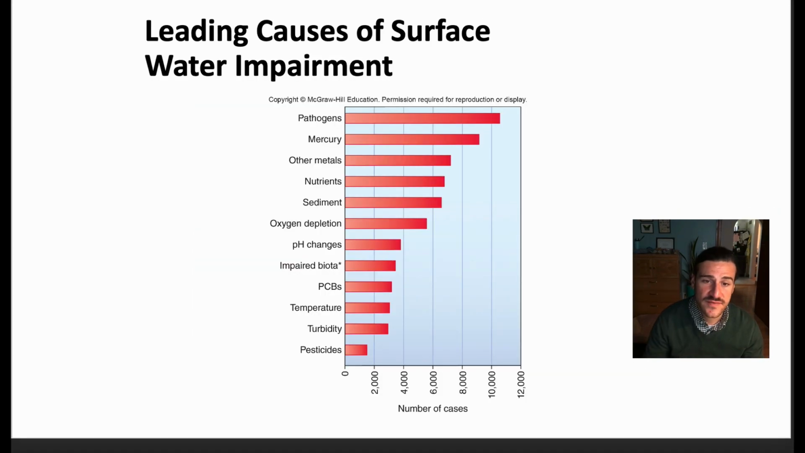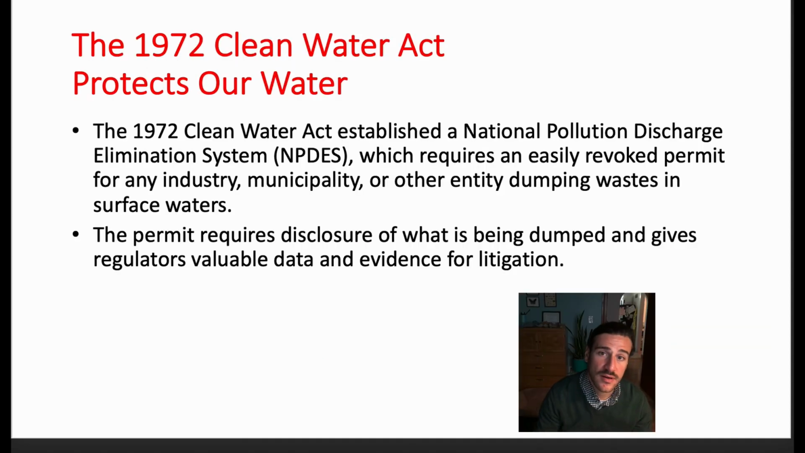So leading causes of surface water impairment include pathogens, mercury, other metals, nutrients, sediments, oxygen depletion, pH changes, impaired biota, PCBs, temperature, turbidity, as well as pesticides. Now remember, I don't ask for you to remember many acts. We have the 1975 Endangered Species Act, and this is the 1972 Clean Water Act. And this protects our water.